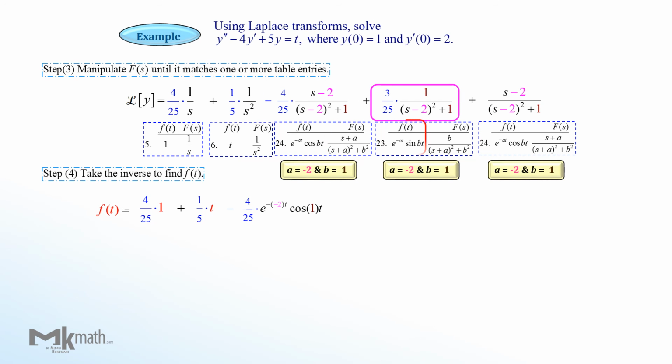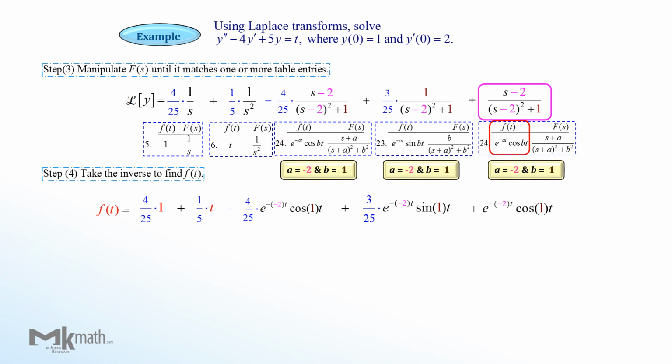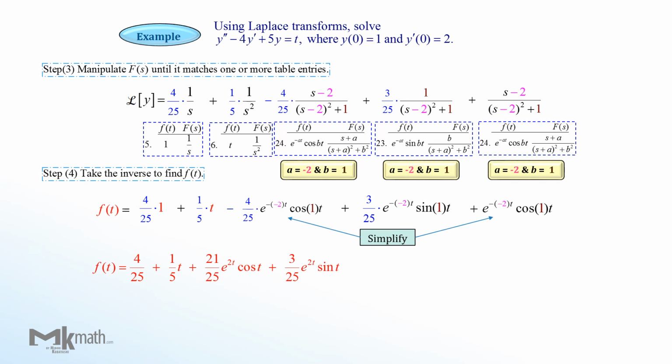Next, using the entry 23 with a equal to negative 2 and b equal 1 we get the inverse as 3 over 25 e to the 2t sine t. Lastly, using the entry number 24 again with a equal to negative 2 and b equal 1 we get the inverse as e to the 2t cosine t. As we can see, combining like terms, simplifying the 2 terms to get f of t.